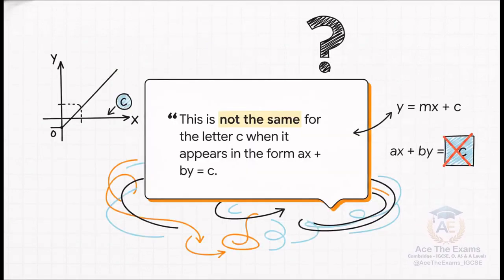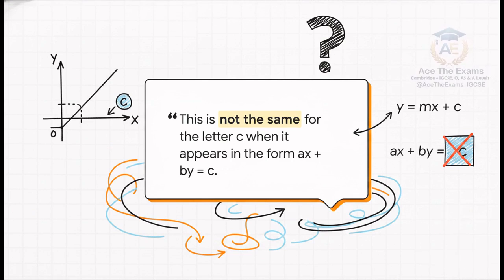Now listen closely, because this is a massive trap a lot of people fall into. The letter c means totally different things depending on the formula you're using. In y equals mx plus c, c is literally the exact spot the line hits the y-axis. But in standard form, that c is just a constant number balancing the equation. It does not automatically mean the y-intercept. Always keep your context straight.